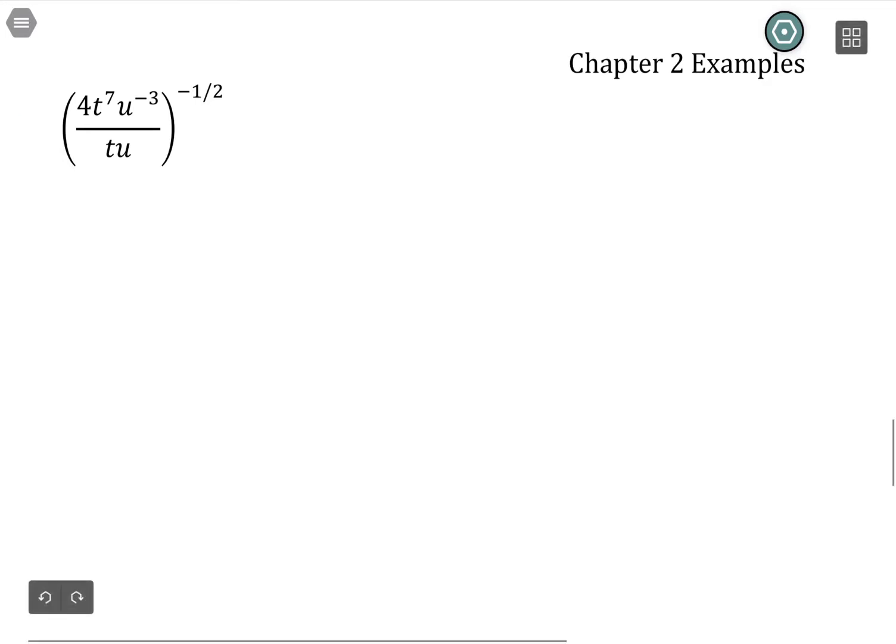Okay, let's go for a fifth example. Again, I think I'm going to start off tackling this by dealing with some of the negative exponents. If that gets really messy, we might check out another way, but that's always a nice safe way to get started on things. So 4t to the 7 times 1 over u cubed is raised to the negative 1/2.